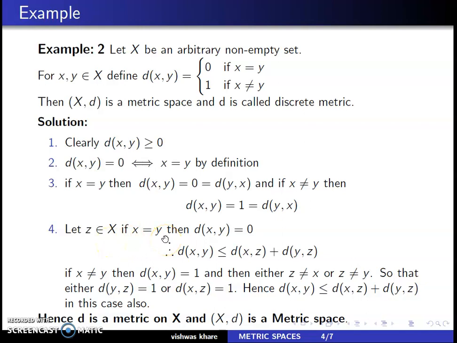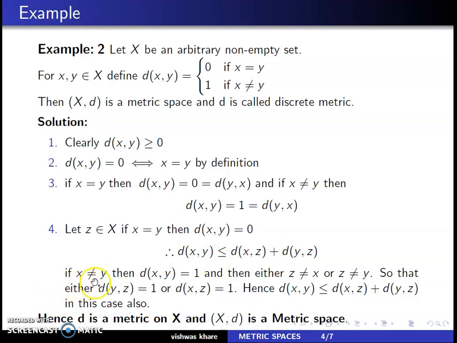Now if x is equal to y, then what will happen? dxy is 0 by definition. So the left hand quantity is 0, which is less than or equal to dxz plus dyz. These two are both non-negative quantities. So dxz is greater than or equal to 0, dyz is greater than or equal to 0, it may be 0 or 1. But ultimately the sum of these two is greater than or equal to dxy.